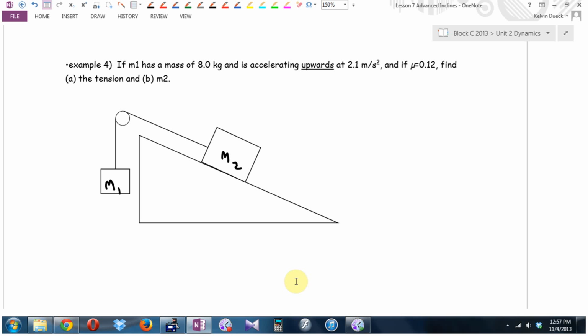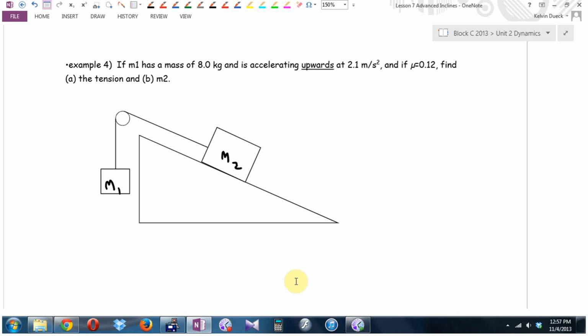Read example 4. Which way are we accelerating? Upwards. Which mass is accelerating upwards? Mass 1. So mass 2 is winning. Actually, mass 2 G parallel is winning. Oh, and they told me the acceleration. What didn't they tell me? What do they want me to find?